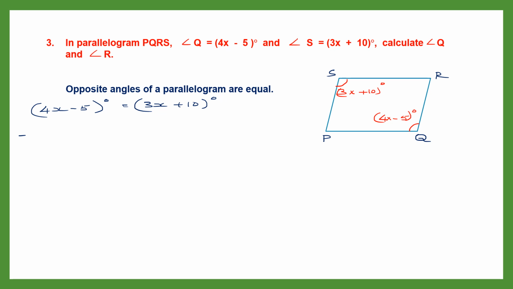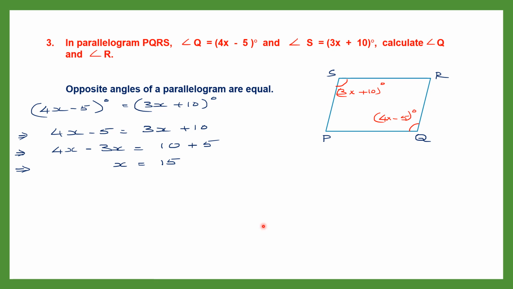So now let's open this. So this is 4x minus 5 is equal to 3x plus 10. Now we can solve for x here. So 4x is on this side, bring the other x here, it becomes minus 3x. On the other side we have 10, take this minus 5 to the other side, it becomes plus 5. So 4x minus 3x is 1x or x. 10 plus 5 is 15. So we have found the value of x.